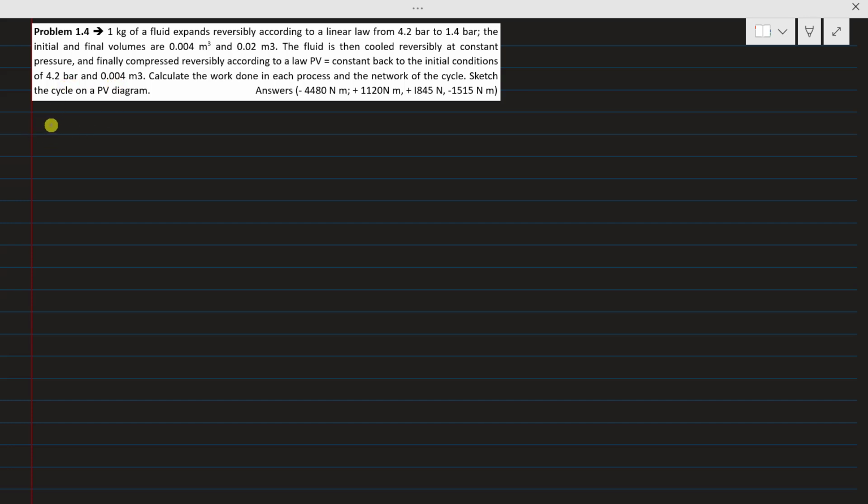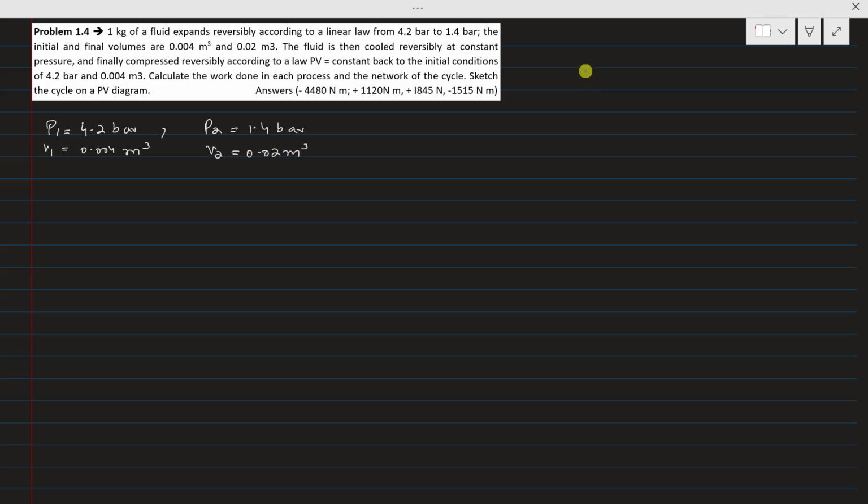So the pressure P1 that is given is 4.2 bar, pressure P2 is 1.4 bar, volume V1 is 0.004 meter cube, and volume V2 is 0.02 meter cube. Three processes have been performed on these volumes and pressures.